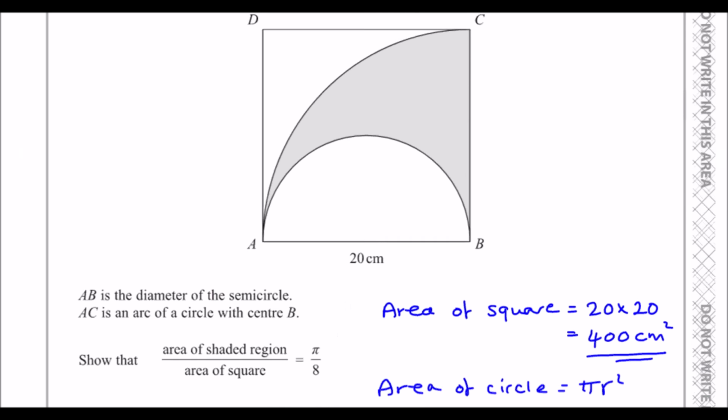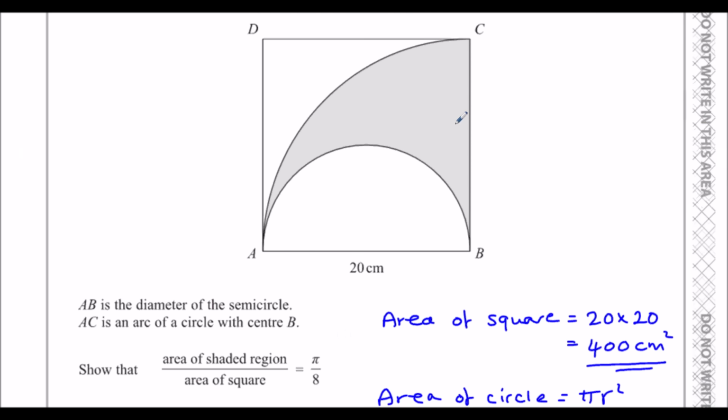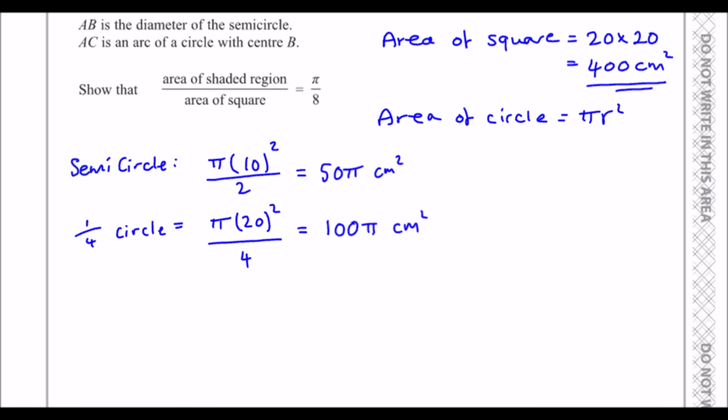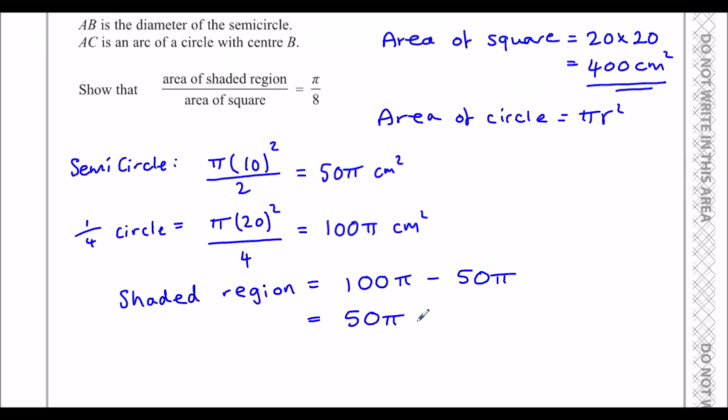So the shaded area is the quarter circle, take away the semicircle. So shaded region, the quarter circle, take away the semicircle, and that is 50 pi.